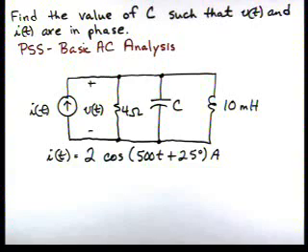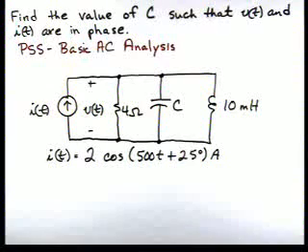In this problem, our task is to find the value of C such that V of t and I of t are in phase. And we're going to use our problem-solving strategy entitled Basic AC Analysis, where we're going to convert this circuit over to the frequency domain, and then we'll perform the analysis in the frequency domain.